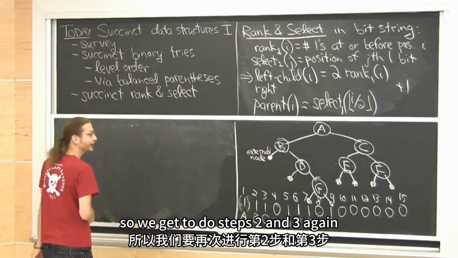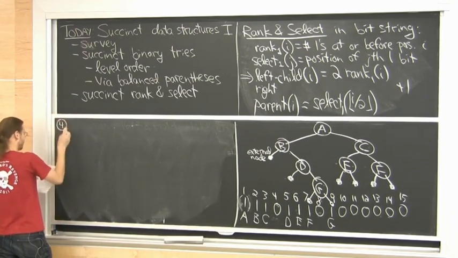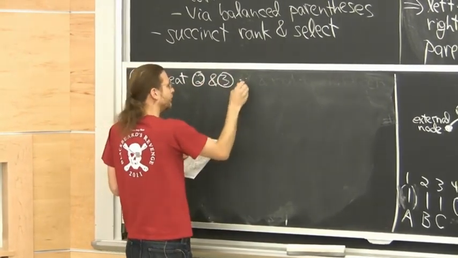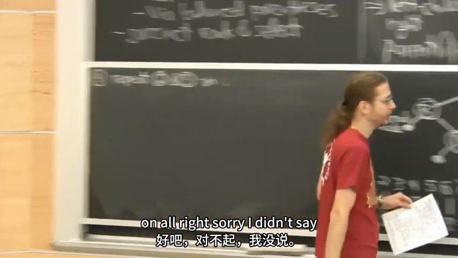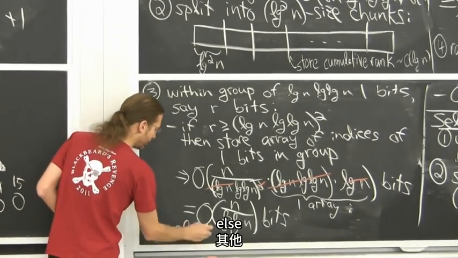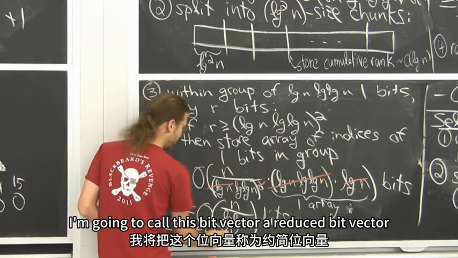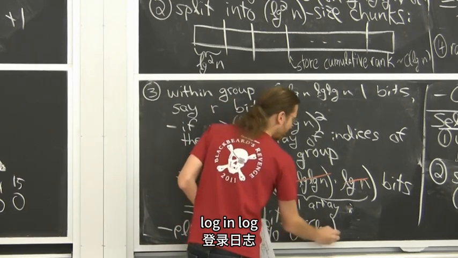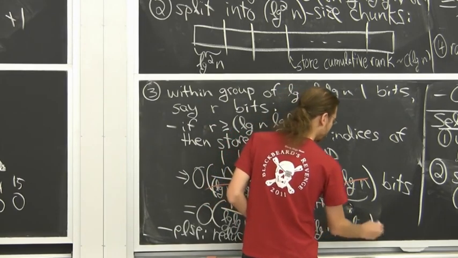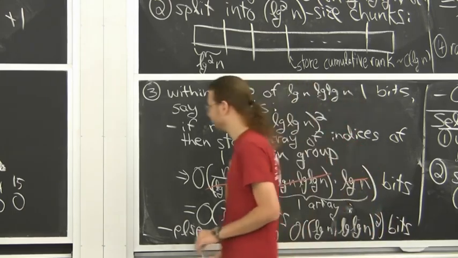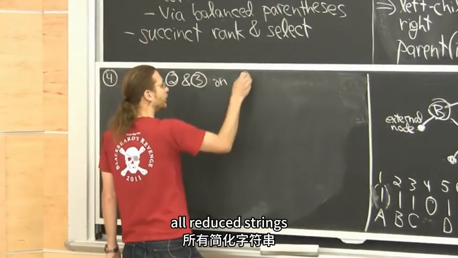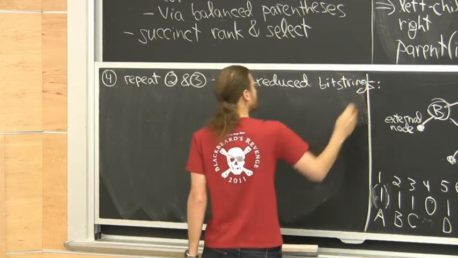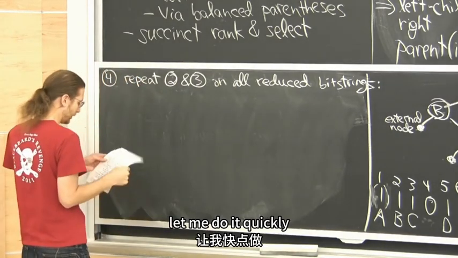So we get to do steps 2 and 3 again. This is what I'll call step 4. Repeat steps 2 and 3 on, sorry, I didn't say, I need an else clause. Else, I'm going to call this bit vector a reduced bit vector. So I've reduced to order log n, log n squared bits. And so step 4 is on all reduced bit strings. I want to do steps 2 and 3 again. Let me do it quickly.